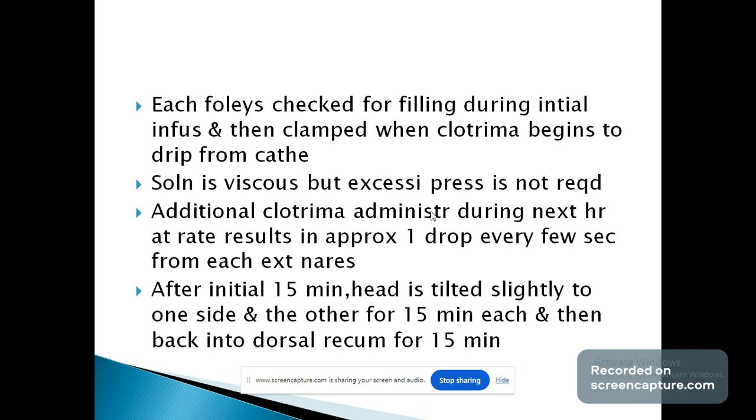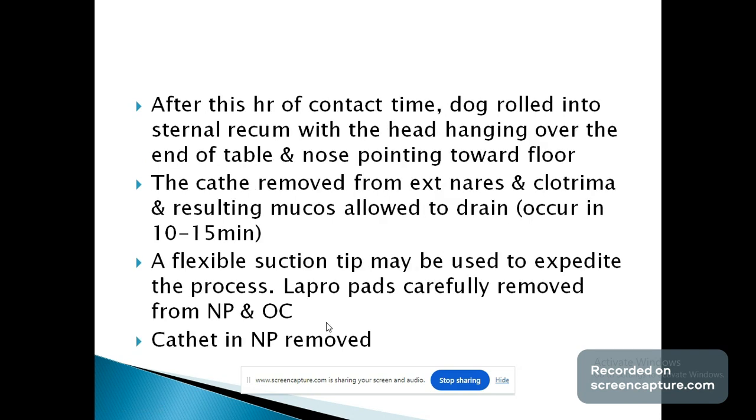Each Foley is checked for filling during initial infusion and then clamped when clotrimazole begins to drip from the catheter. The solution is viscous, but excessive pressure is not required. Then additional clotrimazole is administered during the next hour at a rate that results in approximately one drop every few seconds from the external nares. After the initial 15 minutes, the head is tilted slightly to one side and then the other for 15 minutes each, and then back into dorsal recumbency. After this hour of contact time, the dog is rolled into sternal recumbency with the head hanging over the end of the table and the nose pointing toward the floor.